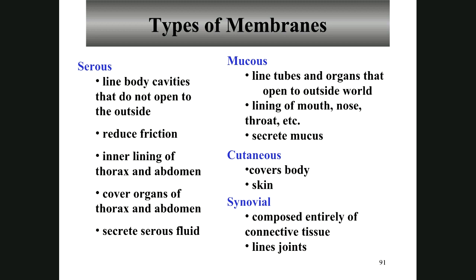This is about different types of membrane, and there are four different types. Serous membrane is a type that usually lines some kind of cavity. We saw serous membrane around the thoracic cavity surrounding the lung, for example, known as the pleural membrane. The one surrounding the heart is the pericardial membrane, and in the abdomen it is known as the peritoneum.